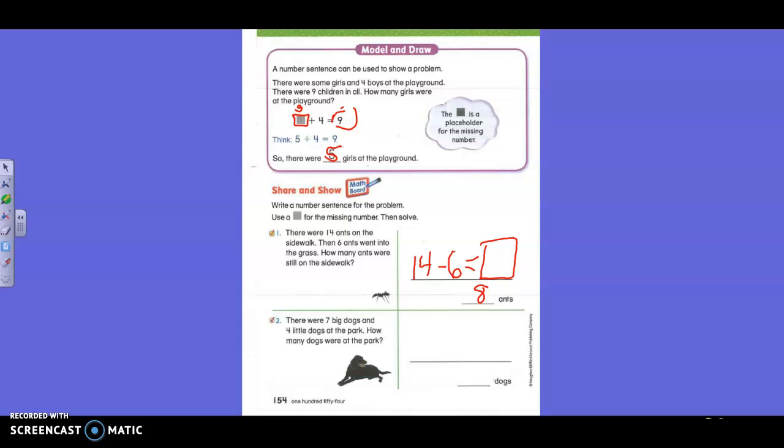There were 7 big dogs and 4 little dogs at the park. How many dogs were at the park? Are we adding or subtracting, guys? Adding. Okay, what numbers do we know? We know the first number is 7 dogs plus 4 dogs equals, do we know? No, we have to do that math, right? So we put a box. All right. Everyone, what is 7 plus 4? 11. Okay.